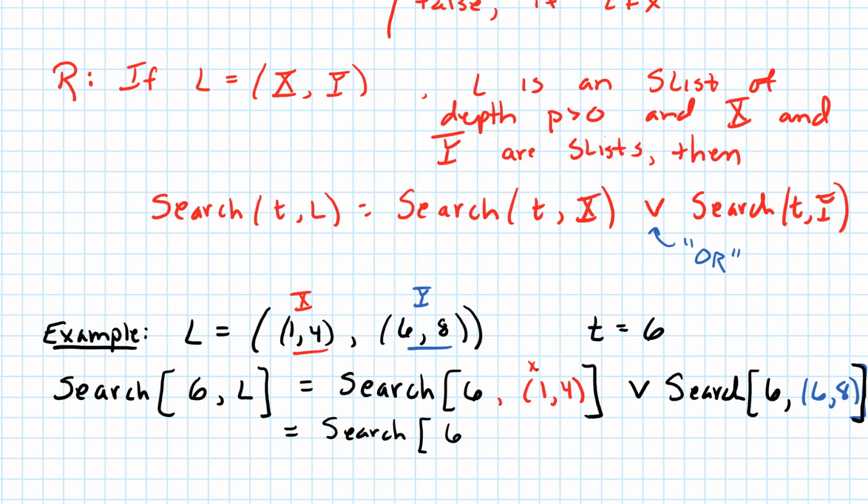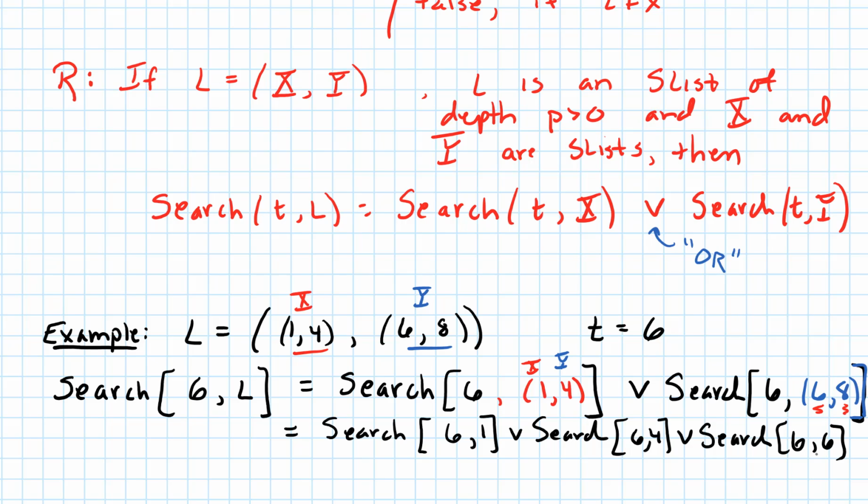Again, we've got an X and a Y sitting in here, so we're going to break it apart again. We're going to go search 6 in 1, or search 6 in 4, or now over here, breaking apart these two elements into two different lists, X and Y. So we've got the search function looking for 6, or searching for the 6 in a one-element list consisting of 8.